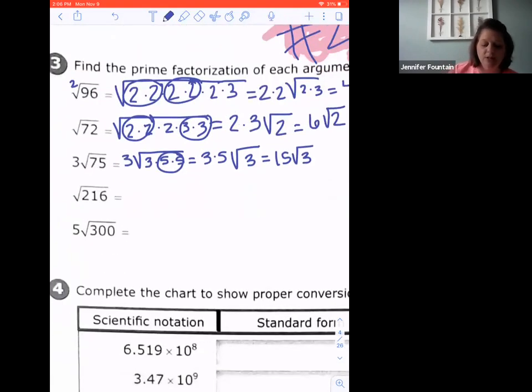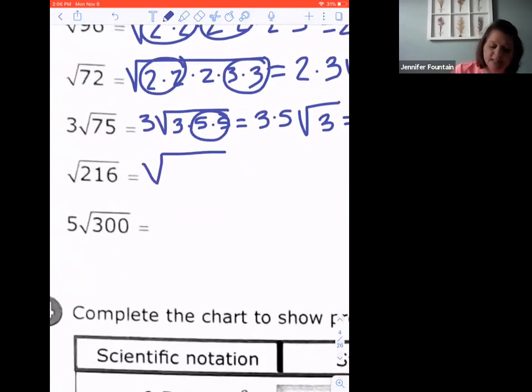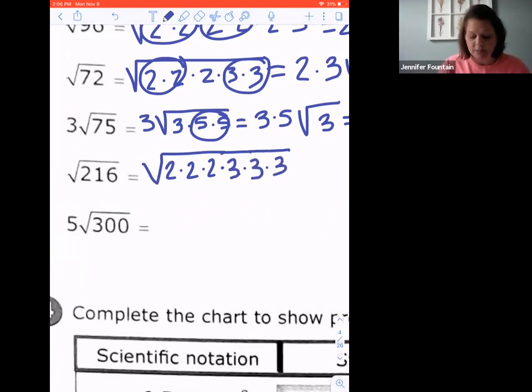All right, 216 is even, so I'm going to divide it by 2. That would be 108. That's even, so I'm going to divide by 2. That would be 54, which is even. Divided by 2 is 27. Now, 27 is not even, so it's not divisible by 2, but it is divisible by 3, and that's 3 times 9, and 9 is 3 times 3.